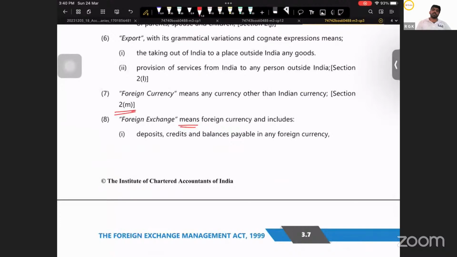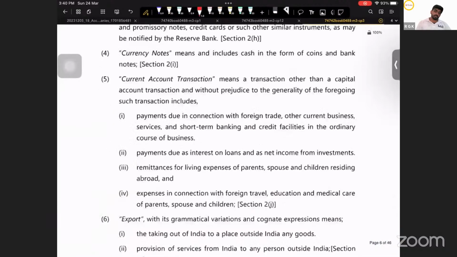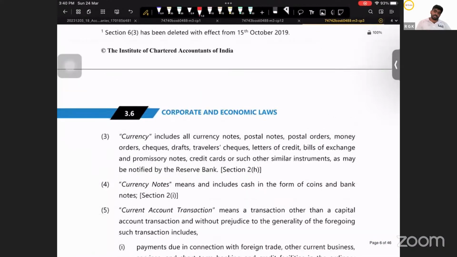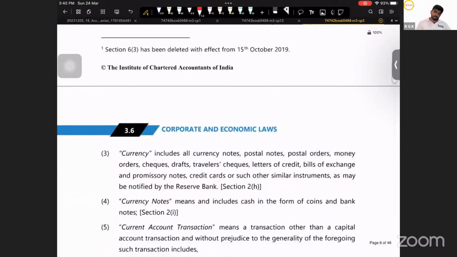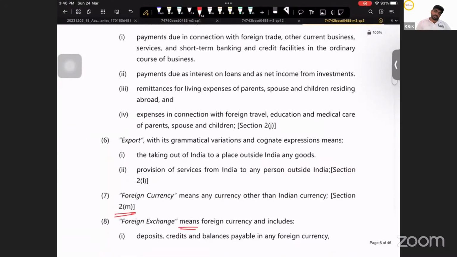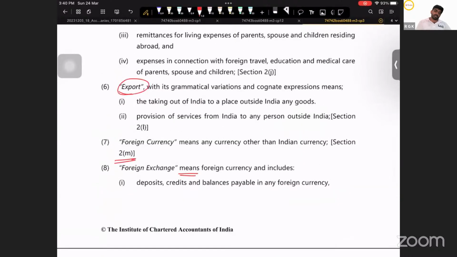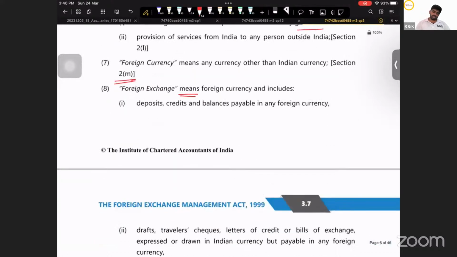One more important definition to be kept in mind. Next important definition that we need to see. Capital account, current account, we will see later. Export, simple definition: taking out of India to a place outside India any goods. Provision of services from India to any person outside India is also called export. Export of goods, export of services. Both the things are discussed.